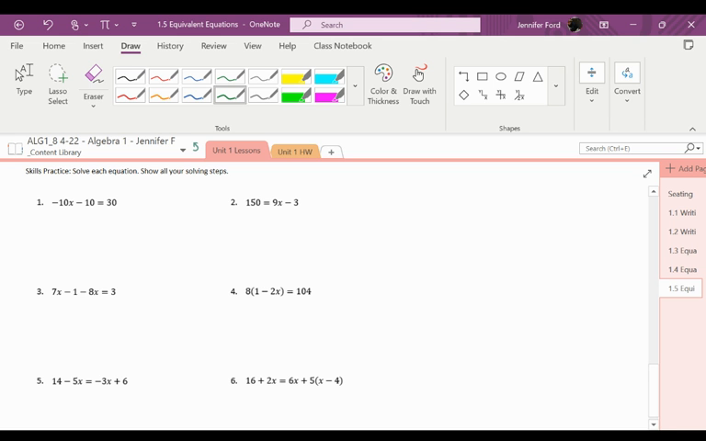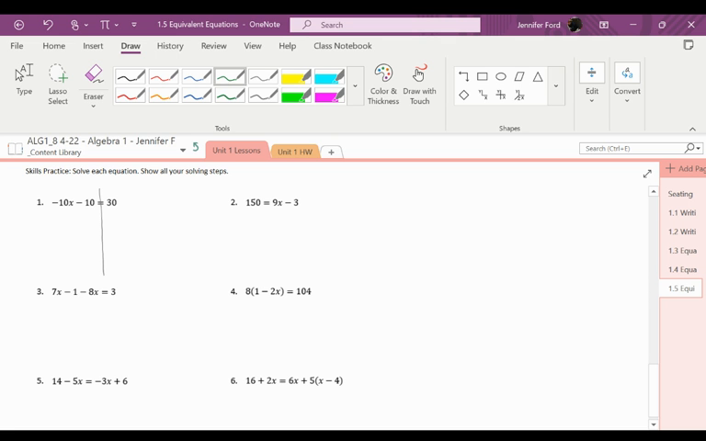And I always start by thinking about where's my wall? Because I can't combine terms across a wall. I have to add or subtract to get across that equal sign. All right, so let's think about this.